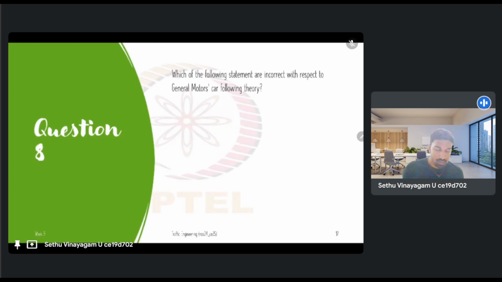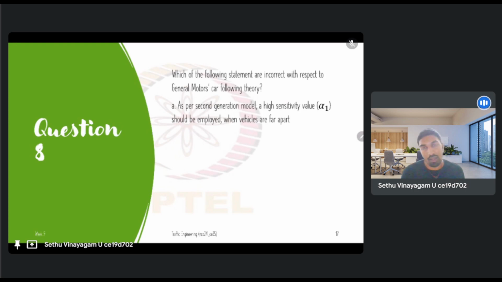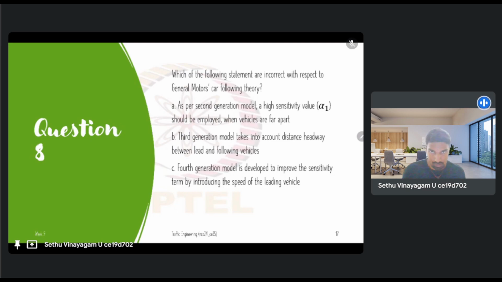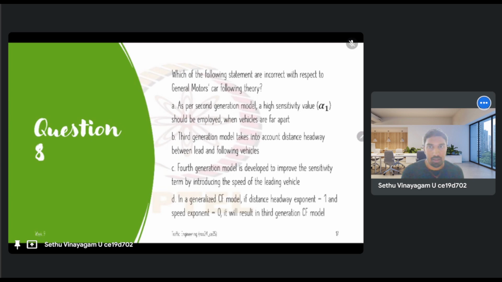Then question number 8. Which of the following statements are incorrect with respect to General Motors car following theory? So the options are: as per the second generation model, a high sensitivity value alpha 1 should be employed when the vehicles are far apart. Option B is the third generation model takes into account the distance headway between the lead and the following vehicles. Option C is the fourth generation model is developed to improve the sensitivity term by introducing the speed of the leading vehicle. And option D is in a generalized car following model, if distance headway exponent is 1 and speed exponent is 0, it will result in the third generation CF model.